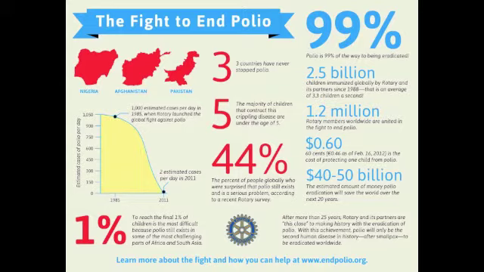The fight to end polio. Polio is 99% of the way to being eradicated. 3 countries have yet to stop polio, which are Nigeria, Afghanistan, and Pakistan. The majority of children that contract this crippling disease are under the age of 5. To reach the final 1% of children is the most difficult because polio still exists in some of the most challenging parts of Africa and South Asia.